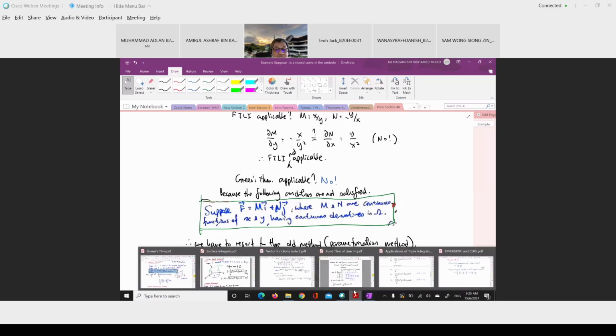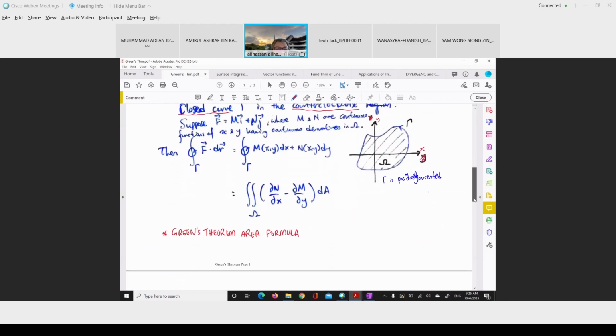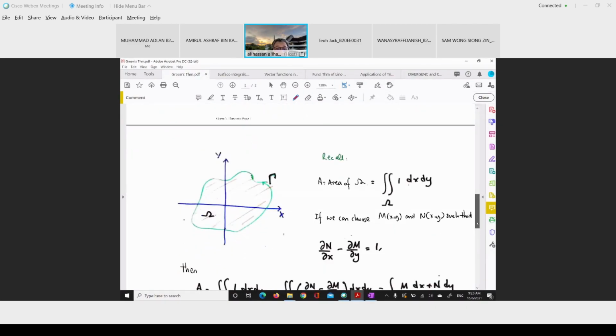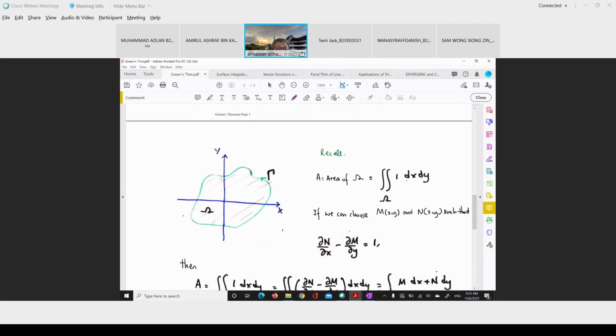Okay, before I end this lecture, I want to show you an interesting application of Green's theorem related to area: how Green's theorem can also be applied to find the area bounded by a closed curve. Suppose we have a closed curve gamma, in a counterclockwise direction, and suppose the region bounded by gamma is omega.